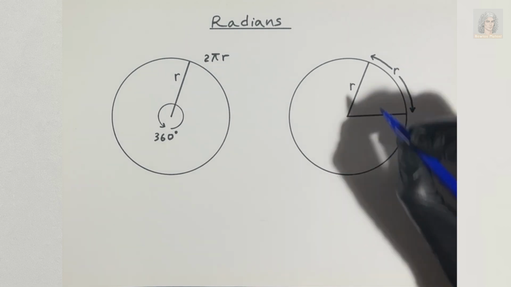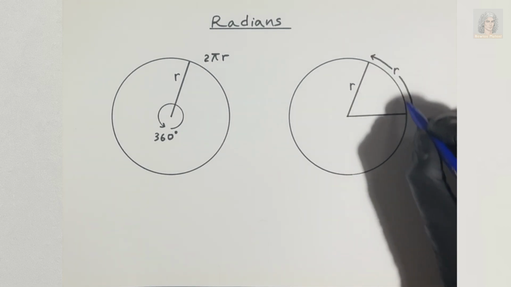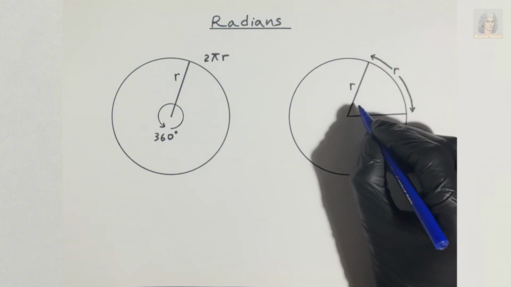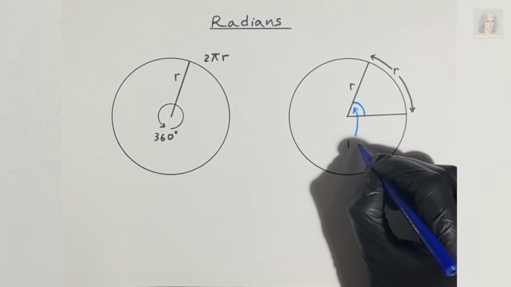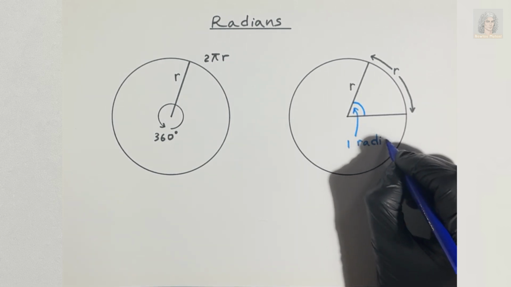So, what is a radian? A radian is the angle made when the length of the arc is equal to the radius of the circle. Let me say that again. 1 radian is when the arc length is the same as the radius.